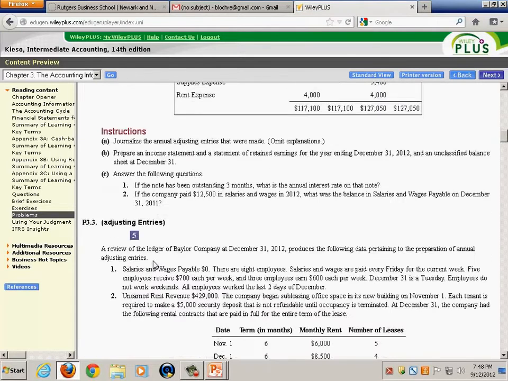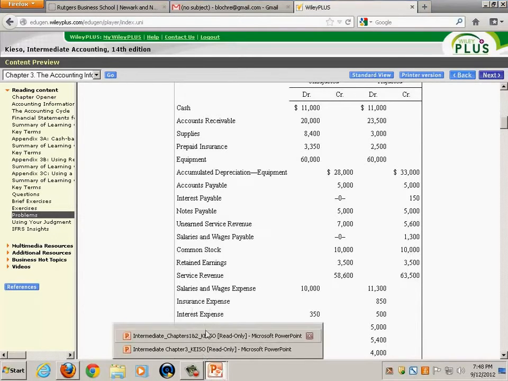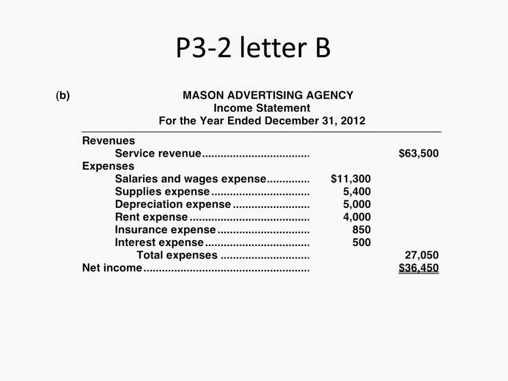Get it? Okay, so here, oops, this is not the slides. So let's look at the slides here. I have the solution up. Okay, so here's your income statement. All we did is take the revenues minus the expenses that were there, and we come up with $36,450. Are there any questions on where I came up with these numbers? Okay, this is just the bottom part of that trial balance.